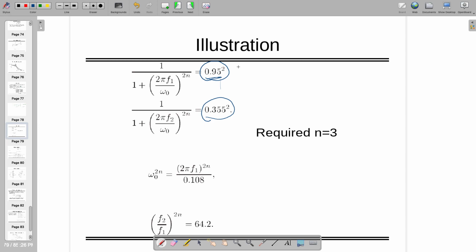Anyway, so this is for the passband frequency and this is for the stop band frequency. By the way, both the frequencies are getting normalized at omega 0. This is going to be given by the specification that you want a low pass filter for so much frequency, right?